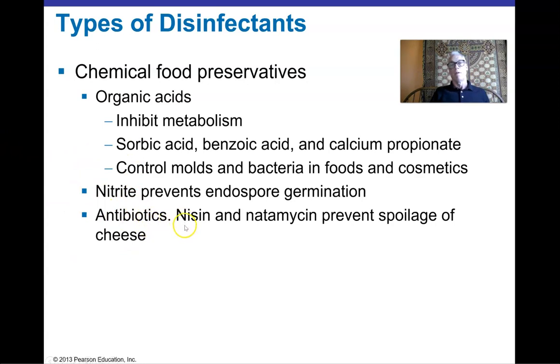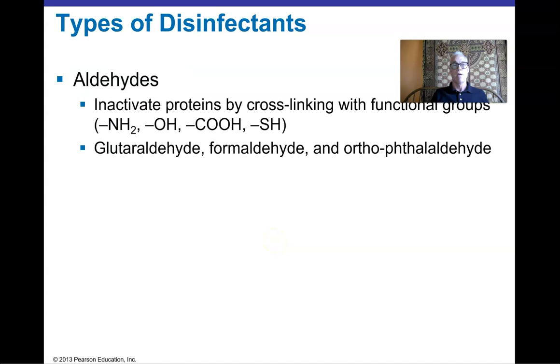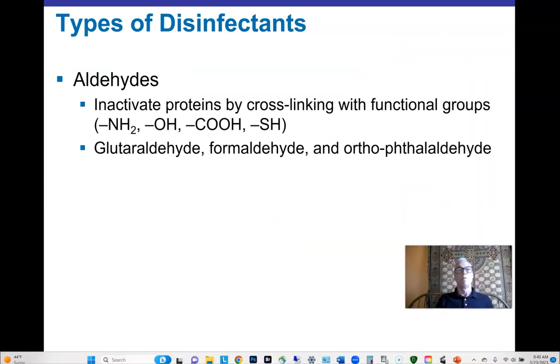Antibiotics. Here's a couple of antibiotics that prevent spoilage in cheese. Antibiotics are antimicrobial substances that are isolated from naturally occurring sources, other microbes. Aldehydes. You've heard of formaldehyde. If you've dissected anything in the laboratory in school, you've probably been familiar with the relatively unpleasant smell of formaldehyde. Formaldehyde and glutaraldehyde are aldehydes that will destroy proteins in microbes. They cross-link the proteins and ruin the functionality of all the enzymes in different protein substances in bacteria and fungi.